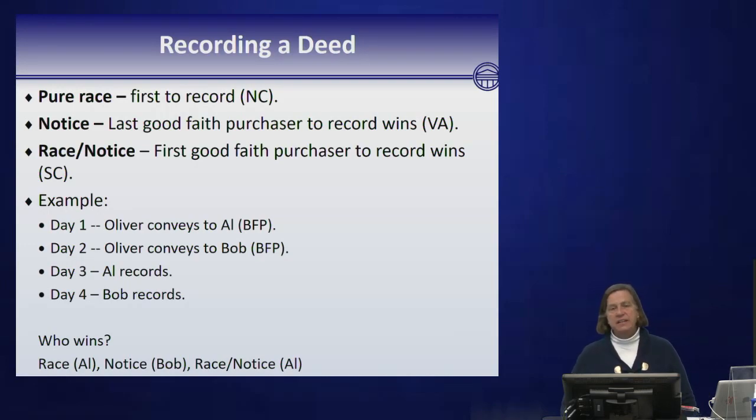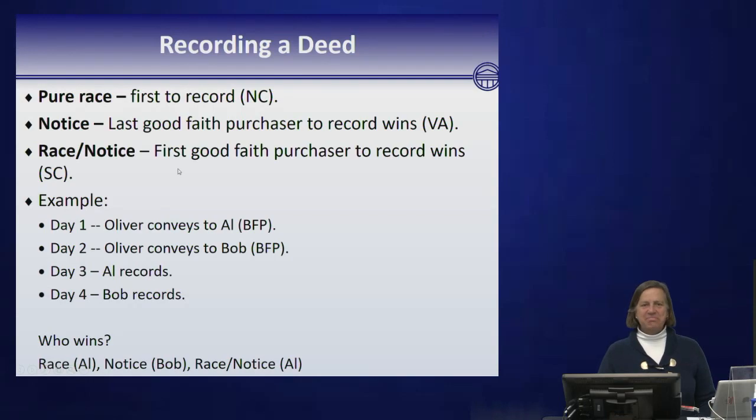If you were in a state that has a notice statute like Virginia, Bob wins. In other words, Bob was the last good faith purchaser who recorded, so he wins. If you are in a race notice statute state, such as South Carolina, then Al would win. Al is the first good faith purchaser to record, and so he would win. Now, if you want to sit for the real estate exam, you have to remember this.